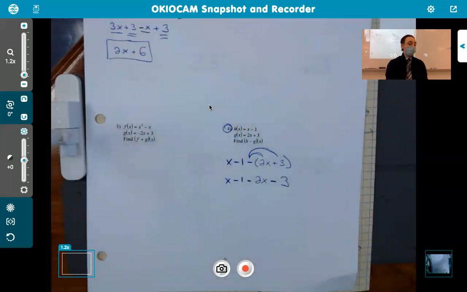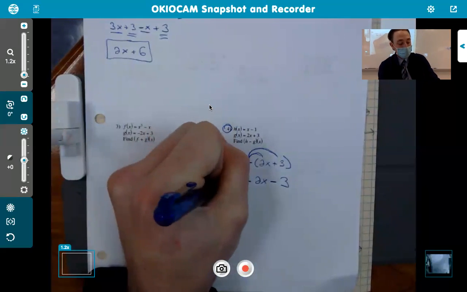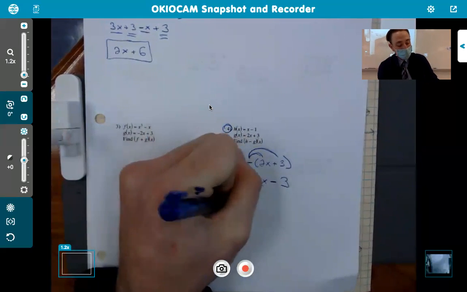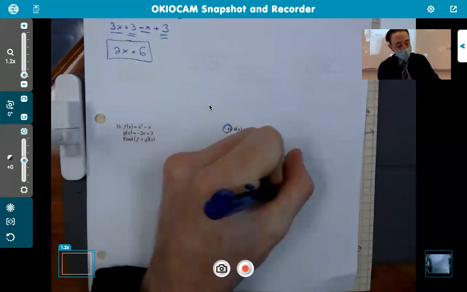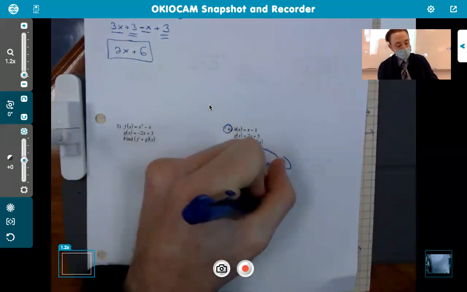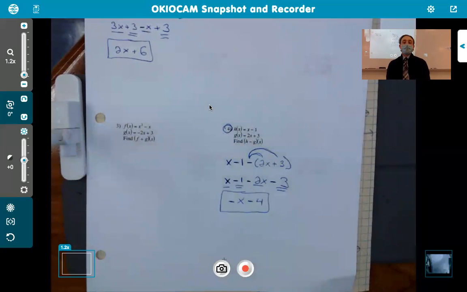And when I combine like terms, what would my final answer be? Wouldn't it be negative x? Wait, no, yeah, negative x minus 4. Yeah, exactly. Okay, so I wasn't sure if you were asking a question or you're telling me the answer. So yes, it'd be x minus 2x gives me negative x, and then negative 1 minus 3 gives me the negative 4. So I can combine the terms with the x's and the constant terms as well, and then that would be my final answer.